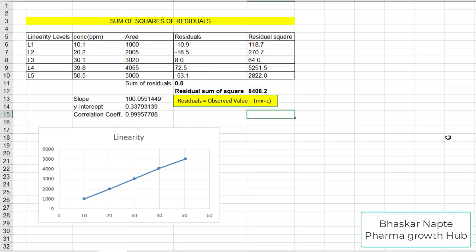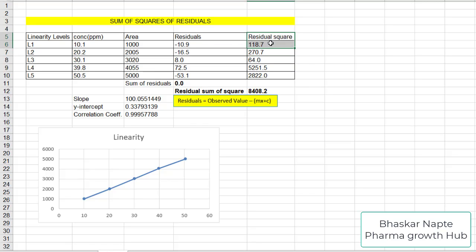And so forth. The problem with the residuals, you know what? The sum of residuals is always equal to 0. So will I be able to conclude anything by calculating the sum of residuals? Because all the time, the sum of residuals is going to be equal to just 0, and it is going to be very meaningless for understanding the linearity performance. So it has been suggested to conduct the estimation of residual sum of squares. It means first we need to calculate the square of these residuals, like the square of minus 10.9 is 118.7, the square of minus 16.5 is 270.7, and so forth.